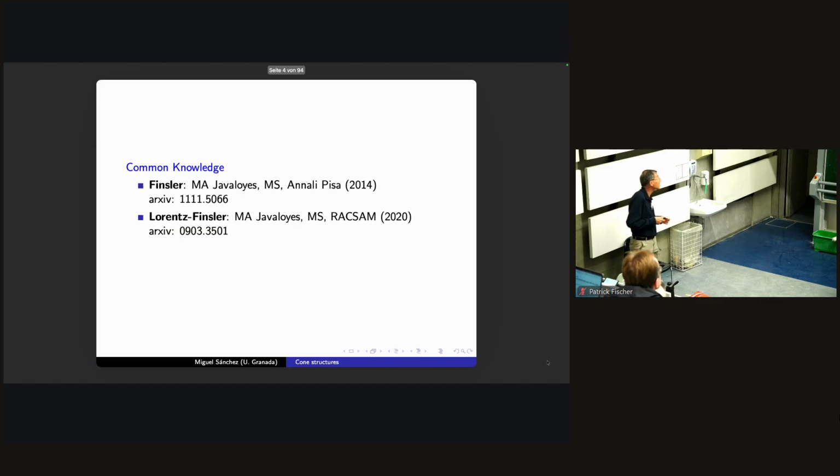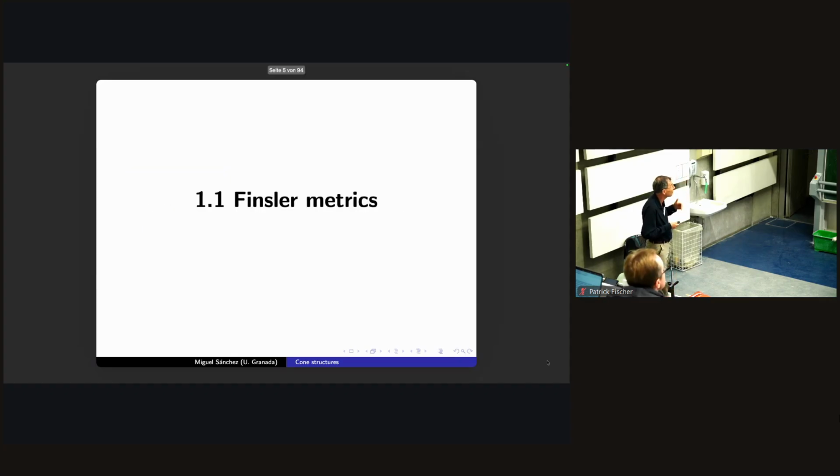About cone structures, what I am going to say is common knowledge. I point out these two references with Caballero because in one studies the Finsler case, in the other the Lorentz-Finsler, and some of the ideas that I will just suggest are developed in depth.